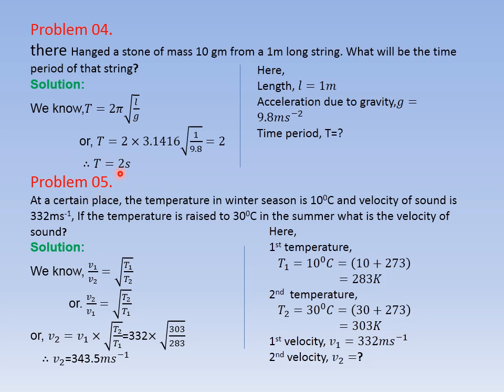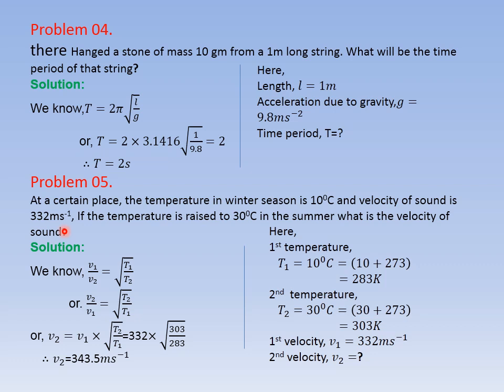So problem number 5, this is another very innovative problem. V1 by V2 is equal to root over T1 by T2. We are going to use this equation, and this is the problem. At a certain place, the temperature in winter season is 10 degrees centigrade and velocity of sound is 332 meter per second. That means at 10 degrees centigrade temperature, the velocity is 332 meter per second. If the temperature is raised to 30 degrees centigrade in the summer, what will be the velocity of the sound?